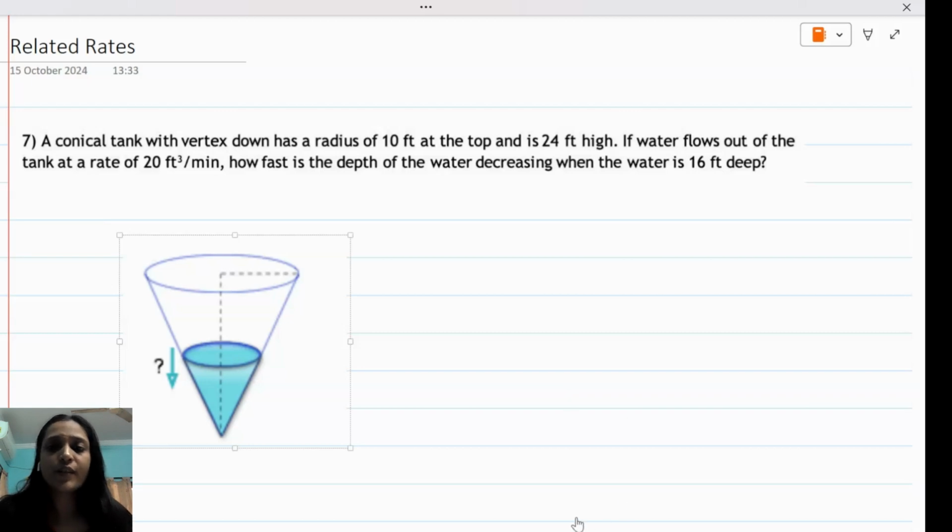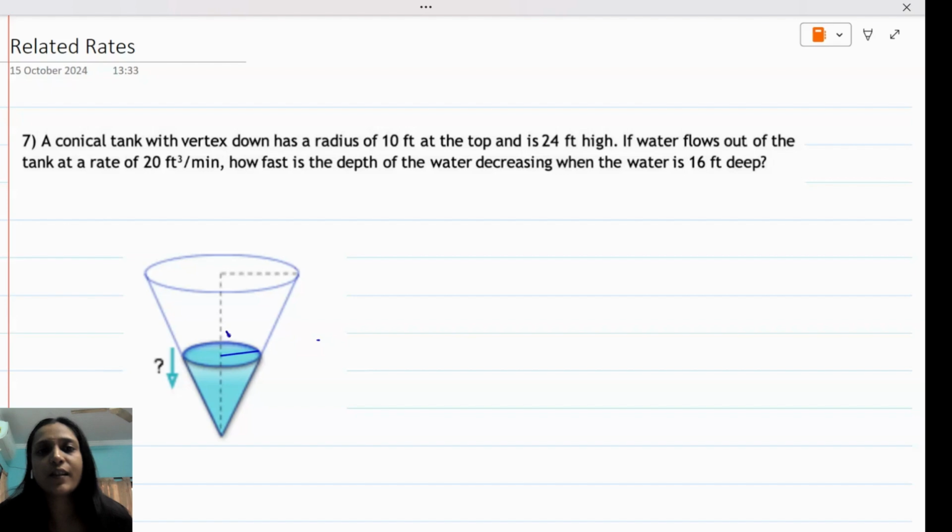Hello everyone. In today's video, we are going to solve a question related to related rates. The question is about a conical tank with a vertex down and a radius of 10 feet at the top and 24 feet of height. So the first thing is we always start out with a diagram in such related rates questions.